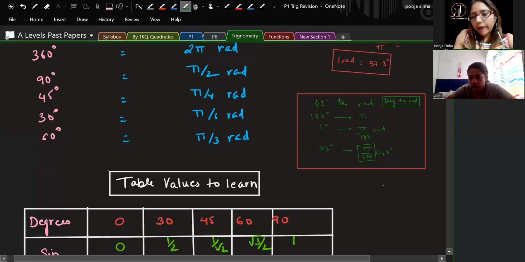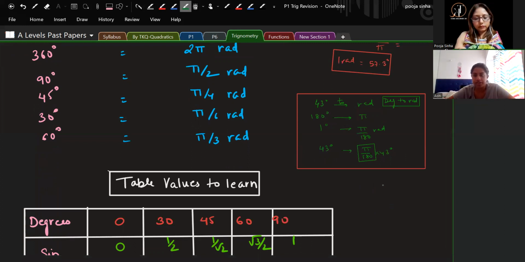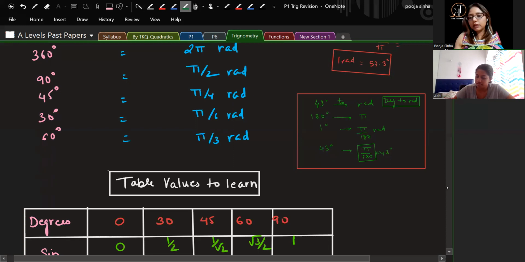Now, suppose you tell me the value, how much is it coming? The value is coming as 0.75. So I have to multiply pi by 43 and divide that by 180. So I'm getting an answer of 0.75 radians.